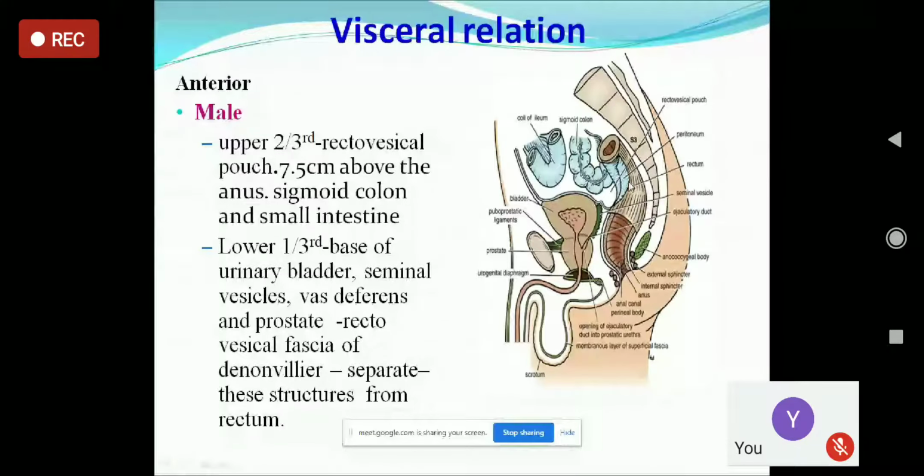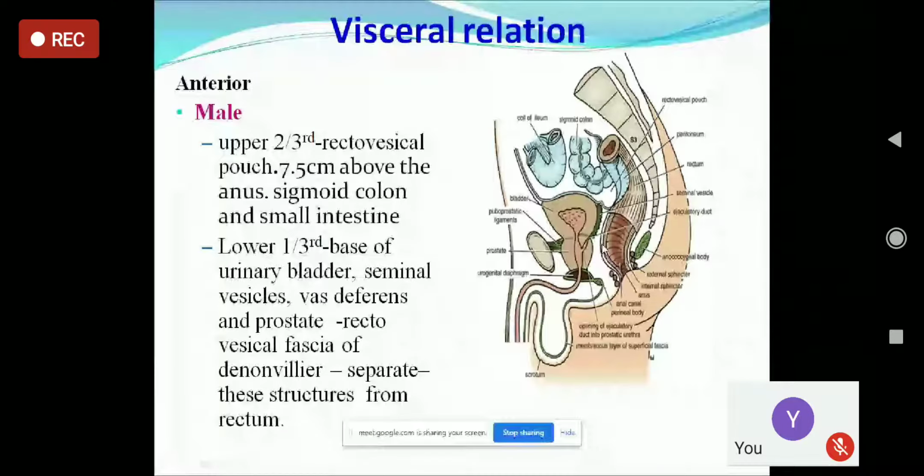In the anterior relations, you can see the sigmoid colon and the small intestine. We are talking about the upper one third of the rectum: the sigmoid colon, the small intestine, and the rectovesical pouch. Similarly, in the lower one third, what structures are related here? Look, the urinary bladder, seminal vesicle, vas deferens, prostate, and the rectovesical fascia.